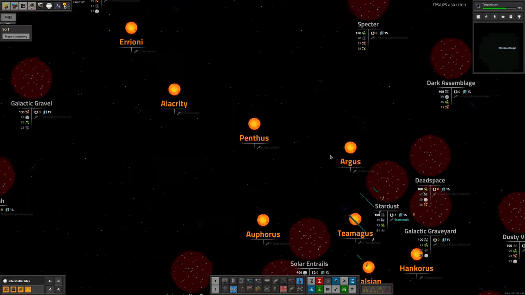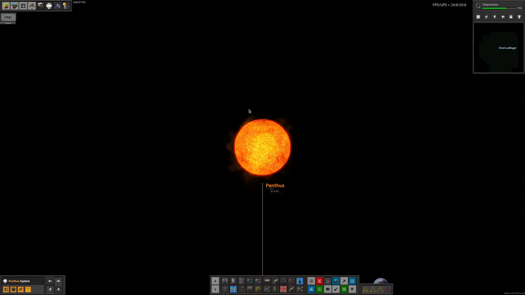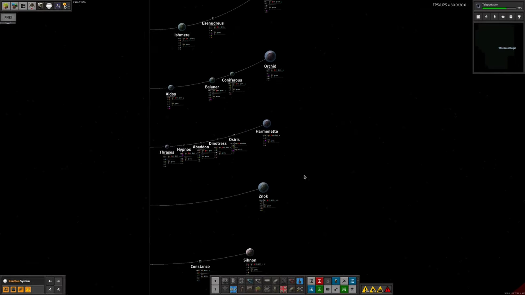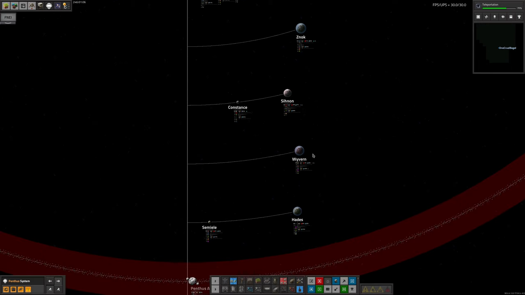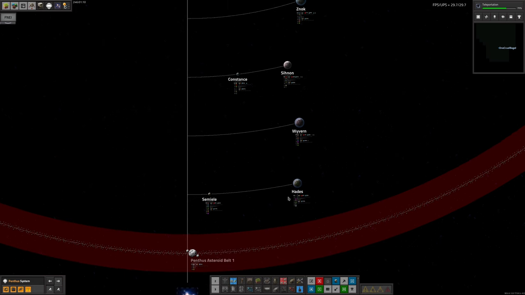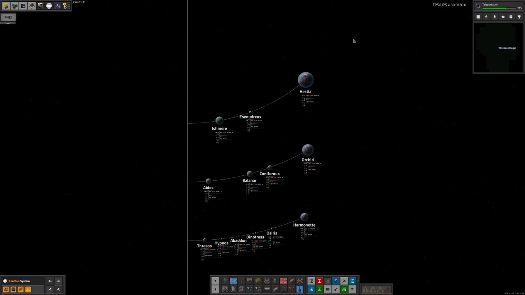After exploring Argus, we then flew on over to Penthus because it's fairly nearby, and we basically did the same sort of thing again over here. Over here we discovered that Wyvern, Sinon, and Znok all had pyramids on them, so we went down and explored those, and once again Tristan did a load more satellite launches and discovered all of these extra planets.